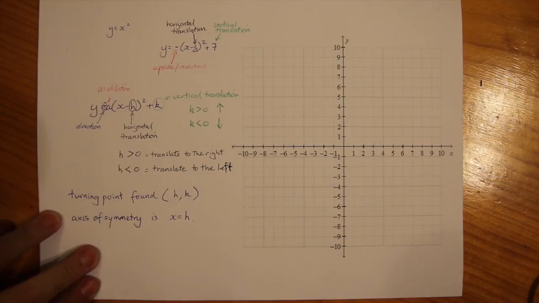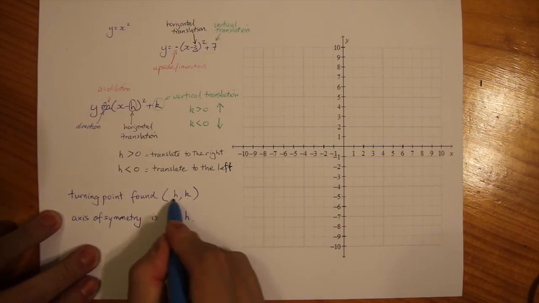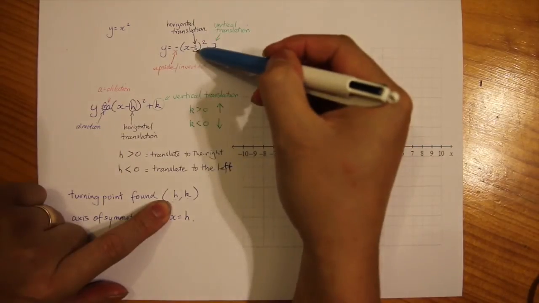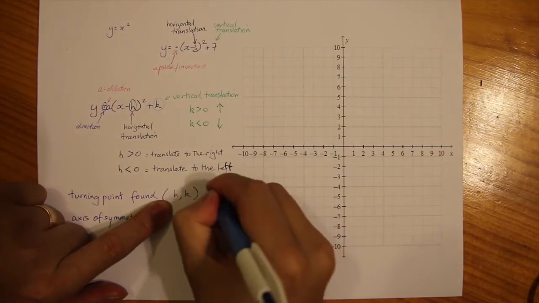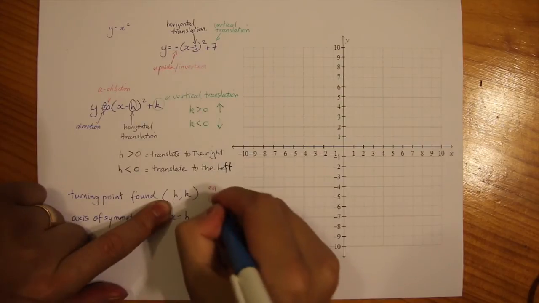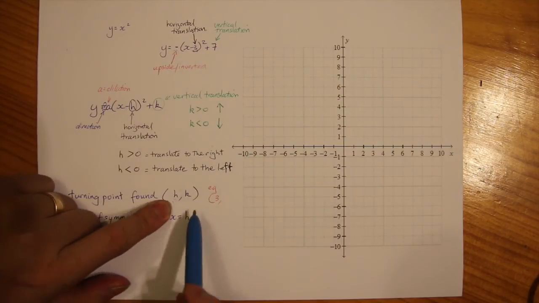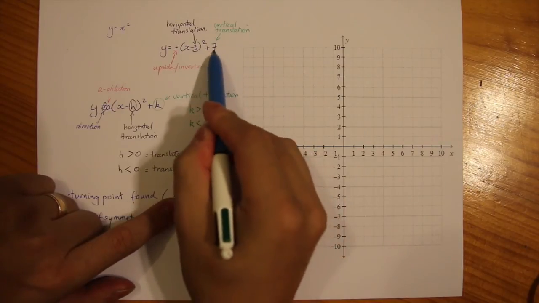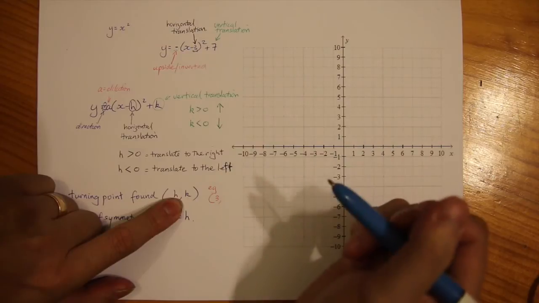So let's put that into practice. (h, k): the value for h here is a 3. I'm referring to this example on the top. And the value for k here is a 7.